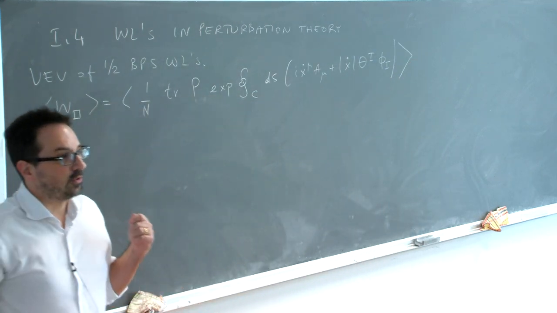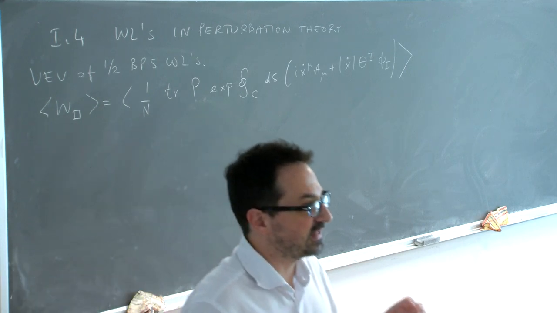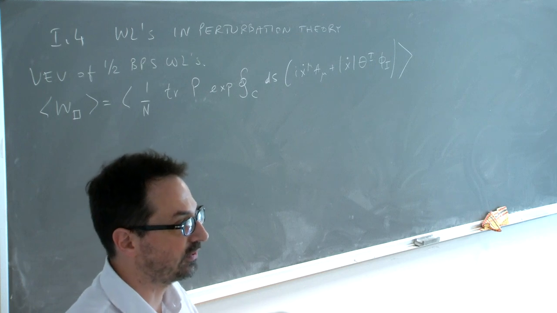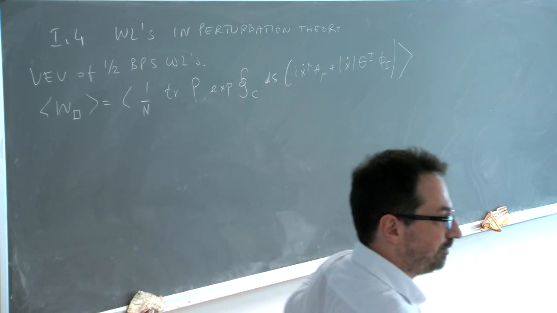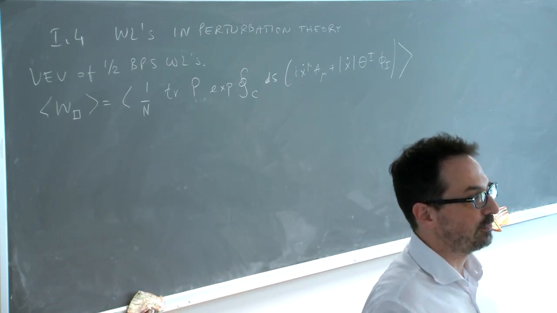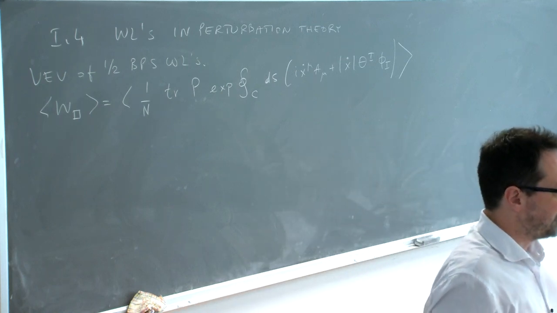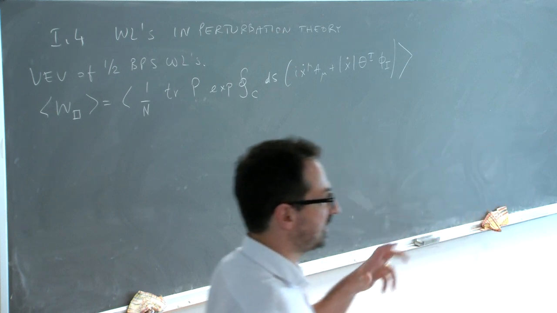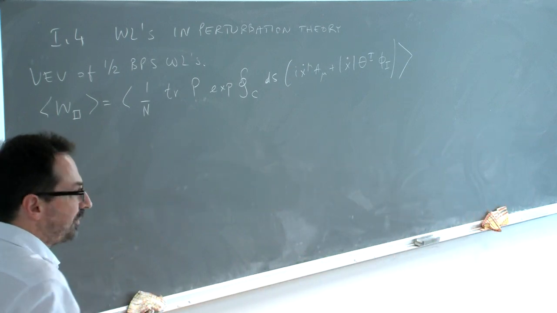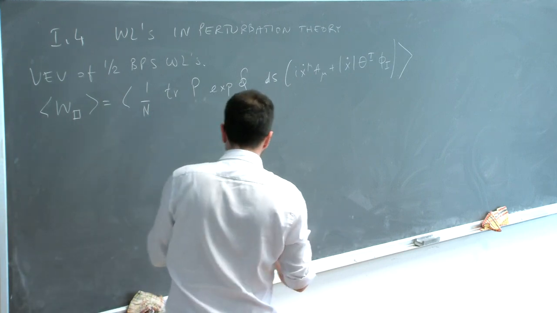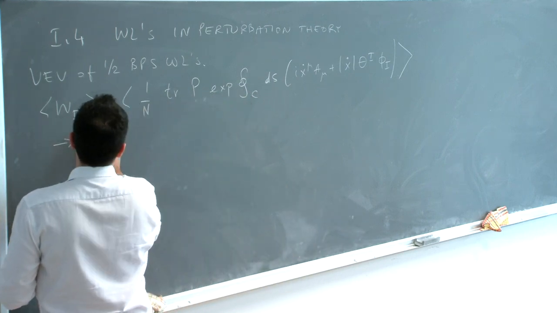And we're going to start computing this in perturbation theory because I think it's a very nice exercise where you gain lots of intuition. And moreover, in this very simple case of N equals 4 super Yang-Mills, it's an exercise in which you see a connection between the matrix model and really Feynman diagrams. So it's a very nice setup. Okay, so how do we compute this object? So we expand the exponential.